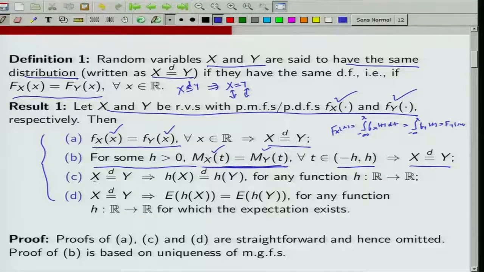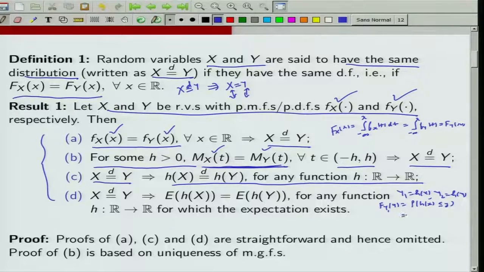Then the third result says if X and Y have the same distribution, this would imply that h(X) has the same distribution as h(Y) for any function h. Now, this is very easy to prove. For example, if you call Y1 as h(X) and Y2 as h(Y), let us look at F_Y1(y), which is the same as the probability that h(X) is less than or equal to y. Now, in the discrete case, this is the same as the sum over all those x belonging to S_X such that h(x) is less than or equal to y, of f_X(x). But f_X(x) is the same as f_Y(x), so you can write this as the same as F_Y2(y).